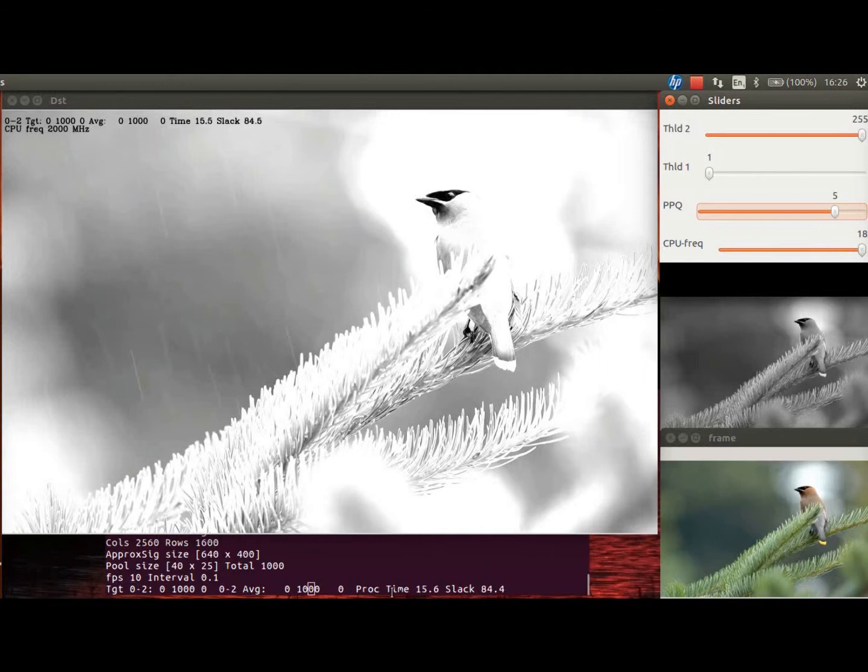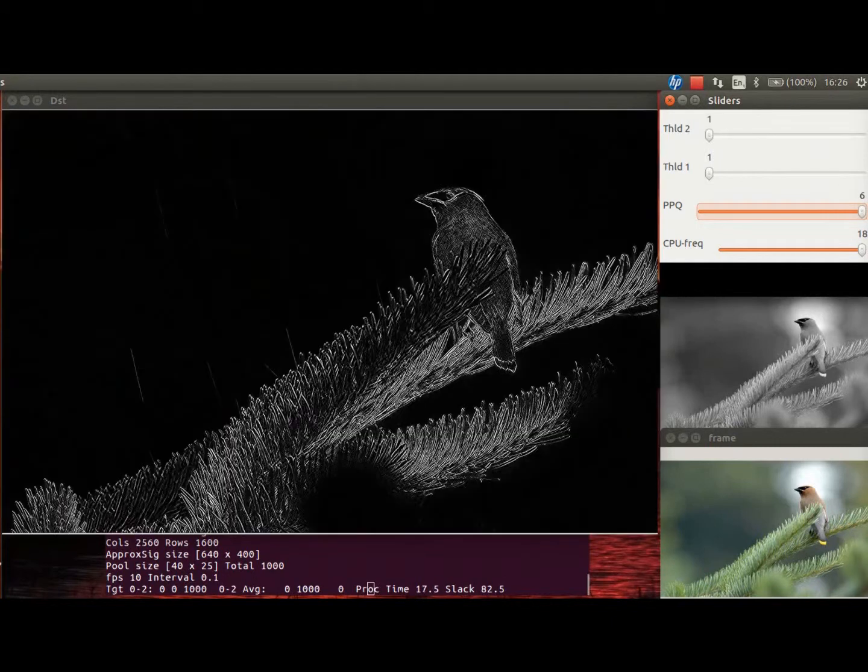See down here that the processing time is 17 milliseconds. The 3x3 kernel is a sharpening filter. The 5x5 is a first order Sobel filter. These were chosen merely to give an easily discernible 3x3 and 5x5 result for this demonstration. So that's the Sobel filter.